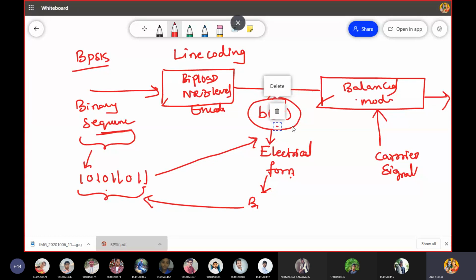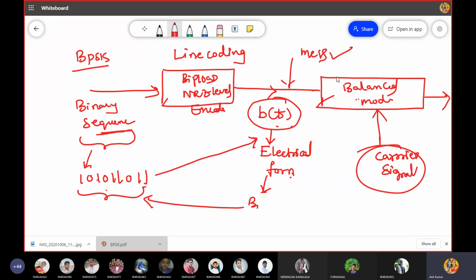This electrical form of the binary sequence is given as input to the balanced modulator, and another input is the carrier signal. This is called the message signal or baseband signal, and this is called the carrier signal. The balanced modulator is nothing but a product modulator. It simply performs a multiplication between the two input signals: the baseband signal and the carrier signal. So finally this is the block diagram of the BPSK modulator.